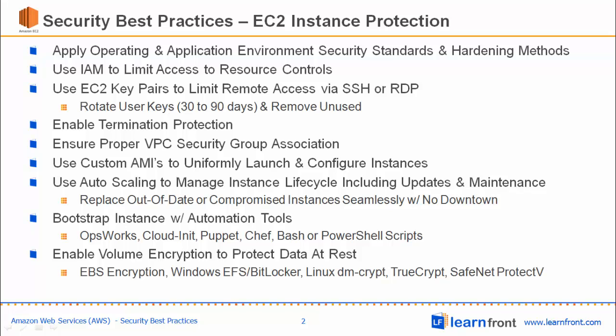You can use EC2 key pairs to limit remote access via SSH and RDP. Some IAM users might not actually need that remote control SSH or RDP access. So again, you can pick and choose within IAM which users have access to those key pairs to gain remote control of your resources. You generally want to rotate those keys every 30 to 90 days. And if you discover any unused key pairs, you'll want to remove access to those key pairs as well.